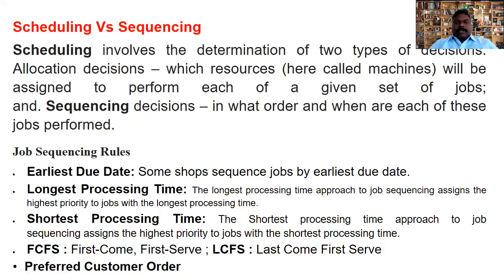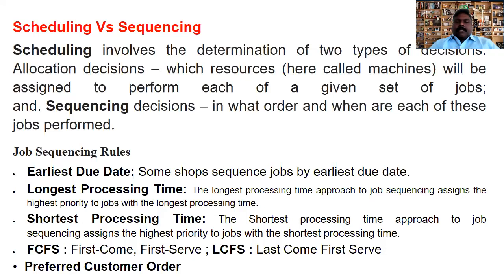Longest processing time is an approach to job sequencing where the highest priority is given to the longest process. If you are giving priority to the highest, then it is longest processing time. We first finish this difficult subject, then I'll go for the easier subject. This is product, that is subject sequencing.